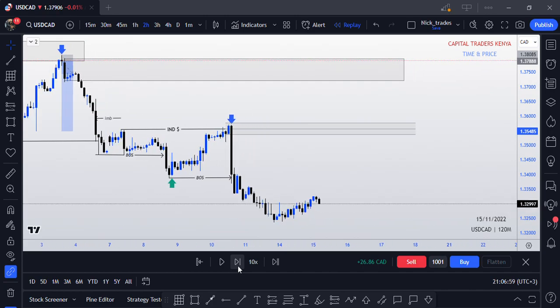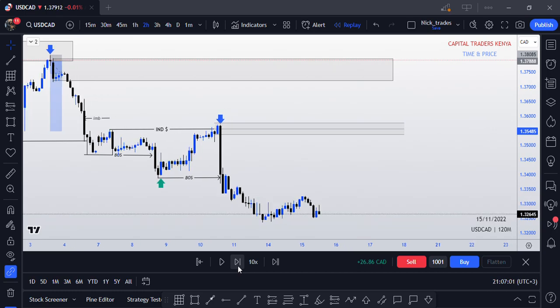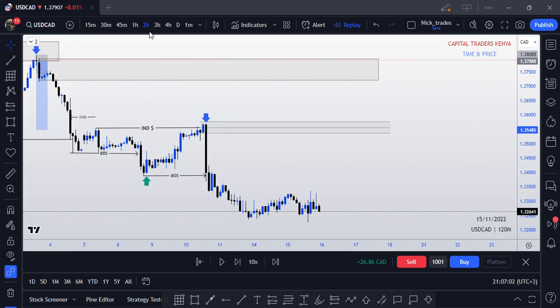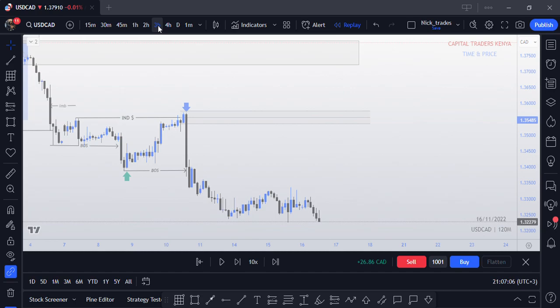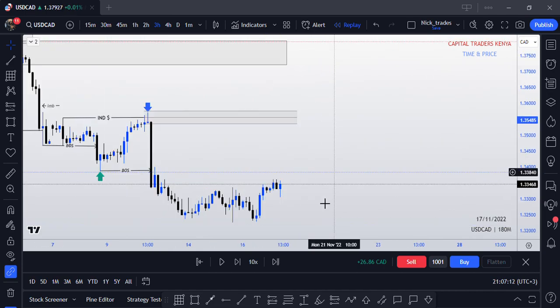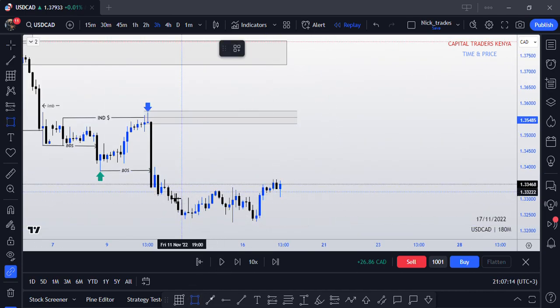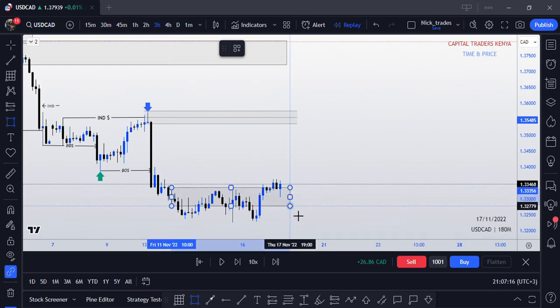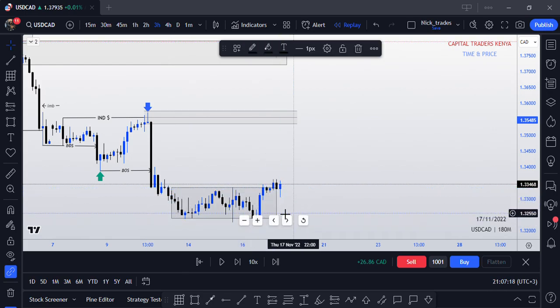More sales. What do you see currently? Let's go to the 3 hours time frame or the 4 hours time frame. Now on the 4 hours time frame, we saw on these higher time frames, we can see a kind of a range, right? There is a kind of a range right here.